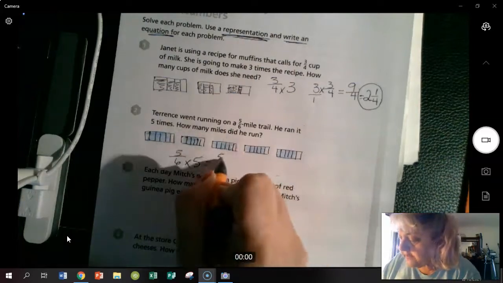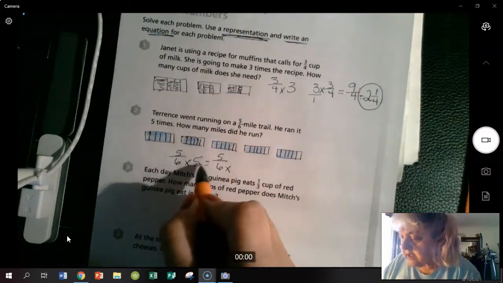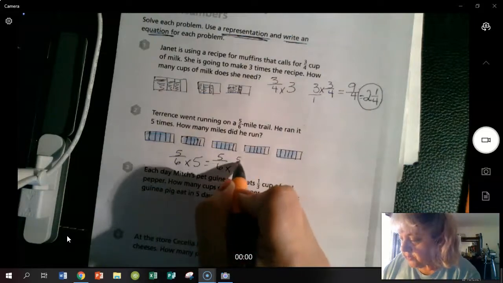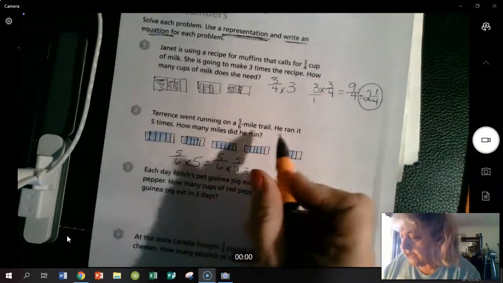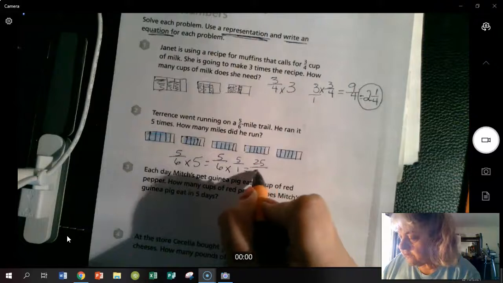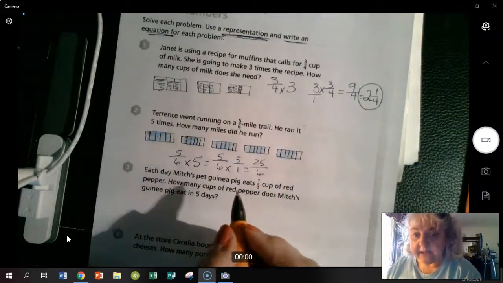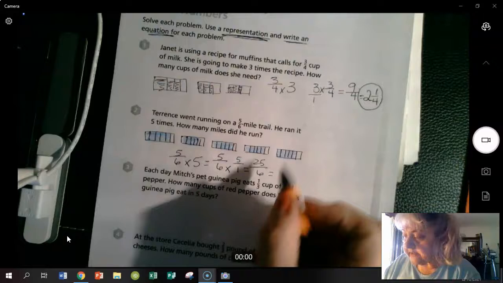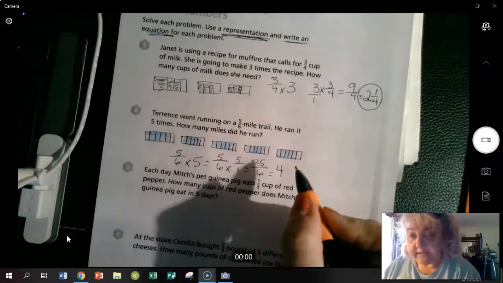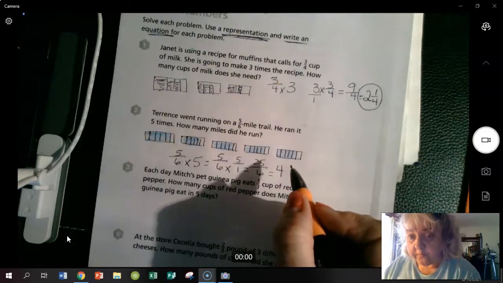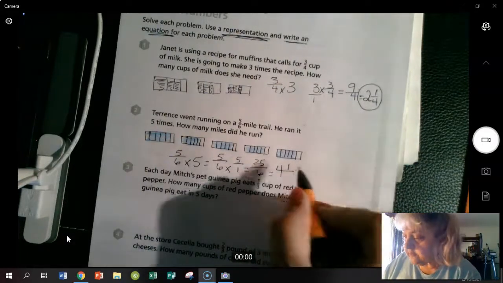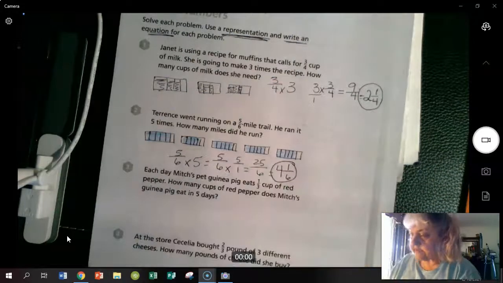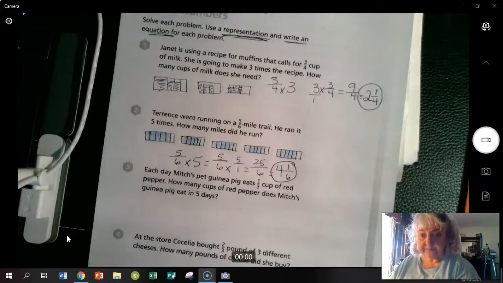Or remember, anytime you turn a whole number into a fraction, you put the whole number over a 1, and I get 25 sixths. That's not my final answer. I need to think, 6 will go into 25 how many times? 4, because 6 times 4 is 24. There's 1 left over, and the denominator stays the same. So my final answer is 4 1/6.